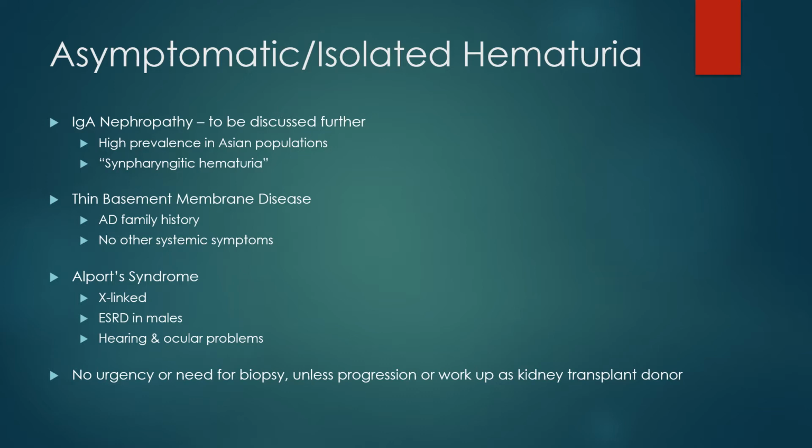Thin basement membrane disease is the most benign disease of the 3 and carries with it no systemic symptoms and a very, very low risk of progressing to end-stage kidney disease. Patients may have a family history of relatives who have hematuria as well, as it is thought to be transmitted in an autosomal dominant fashion.